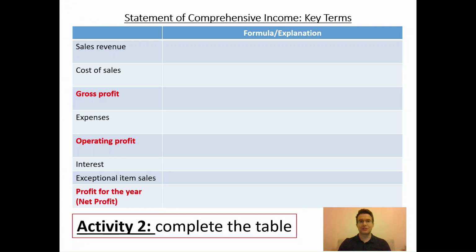Now, some key terms you'll find in a statement of comprehensive income are on the screen. You may wish to have a go at filling in some of these key terms yourself. In fact, you may already know the formulas. Now might be a good time to pause the video if you want to have a go at that. So you've had a go at filling in some of these key terms and formulas. Let's have a look if you got them correct.